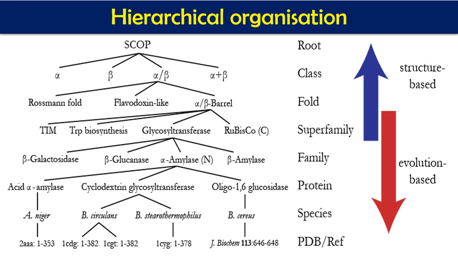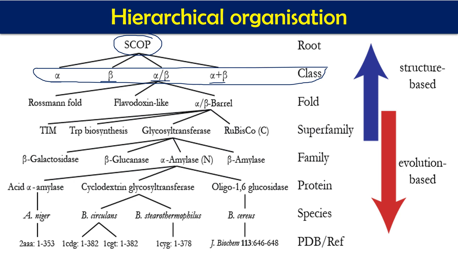Like this, these are some of the classes we are talking about. Here we have SCOP, that is the root, a scheme, the structural classification of proteins, where we have many classes. Here you are going to see only four classes: alpha, beta, alpha or beta, and alpha and beta. This is called a class. We are talking about these four classes here, but roughly we have 11 classes in SCOP. I will show you all the 11 classes also.